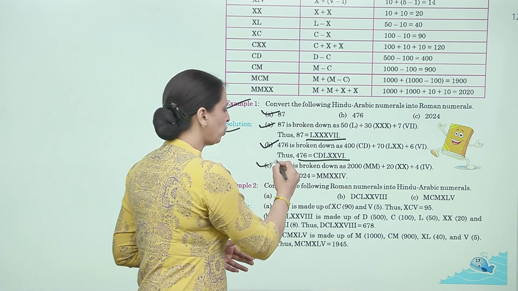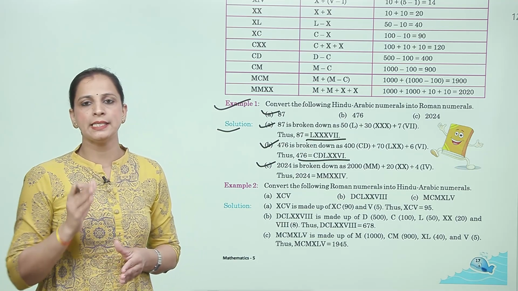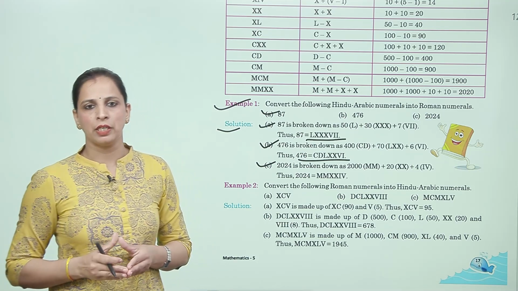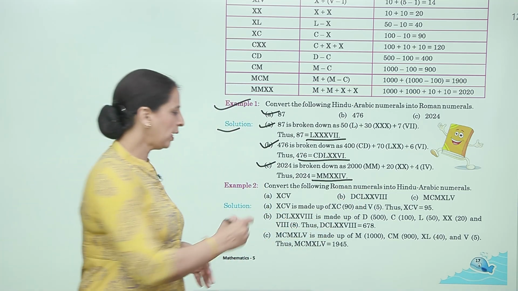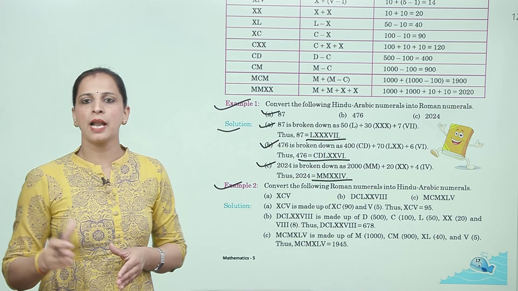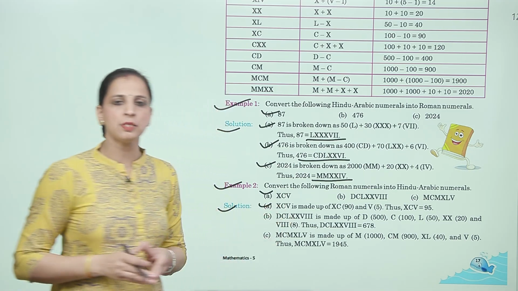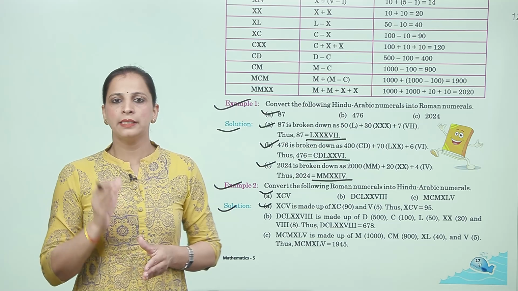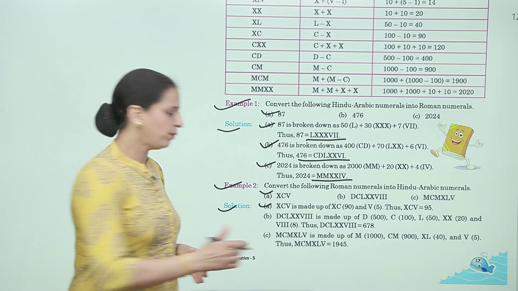C is 2024. It is broken down as 2000, that is MM, plus 20, XX, plus 4, IV. Thus 2024 is MMXXIV. Now example 2. Convert the following Roman numerals into Hindu-Arabic numerals. A is XCV. Solution. XCV is made up of XC, that is 90, and V is 5. Thus XCV is 95.